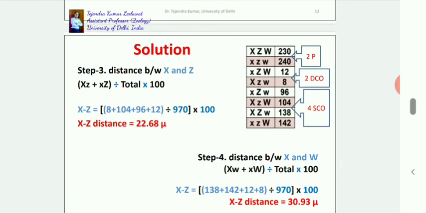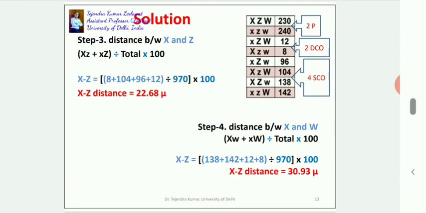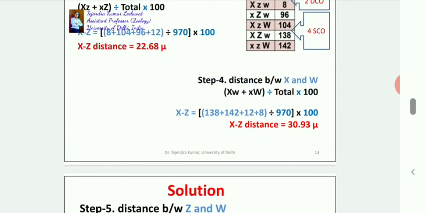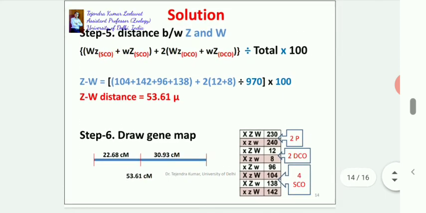Now what was the value between XZ? This is XZ, and XZ is showing 22.68. The next one, I mentioned XZ mistakenly again in step 4; you have to correct it as XW, right? So XW, in the red color, distance is 30.93, and the last one, ZW, is 53.61, right?